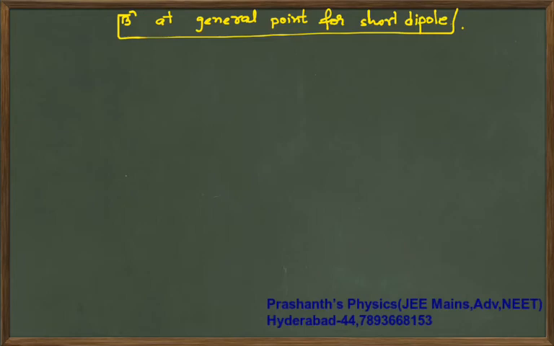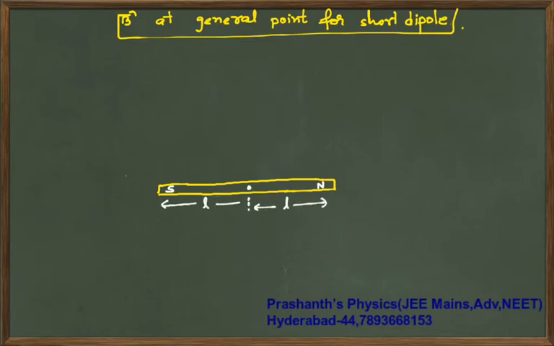So now if you are taking the bar magnet, this part is the south pole, this part is the north pole. This length is L, this length is L.